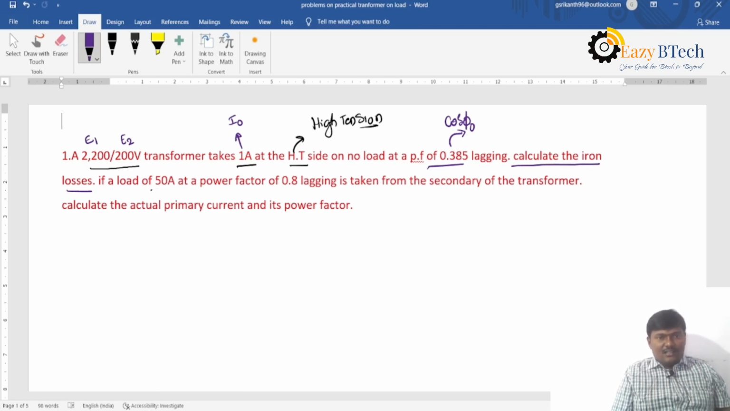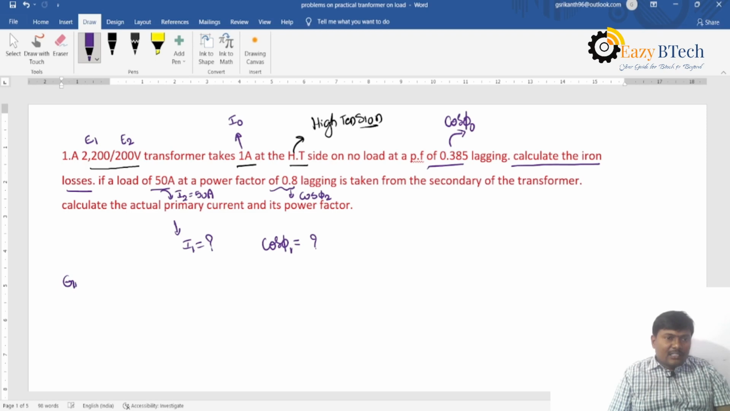What are iron losses? If a load of I2 equal to 50 amperes at a power factor of 0.8 lagging, that means an RL series load, is taken from the secondary of the transformer, calculate the actual primary current and its power factor. So he is asking what is I1 and what is the power factor, cos phi 1. So this is the problem.